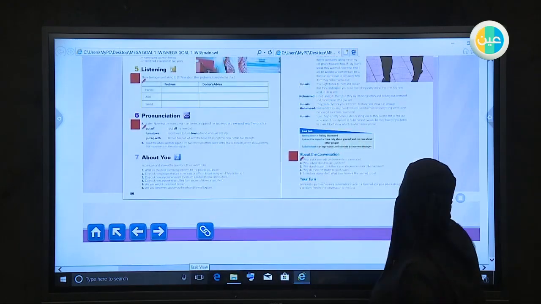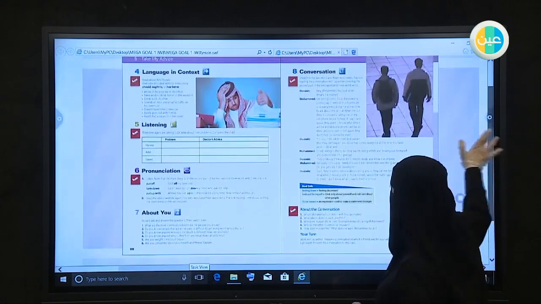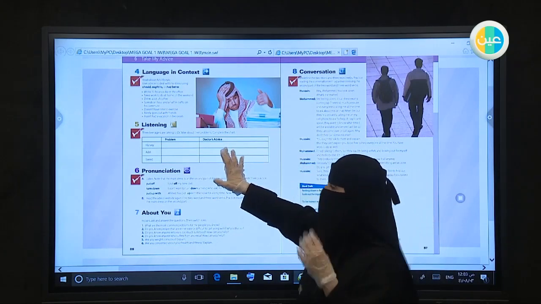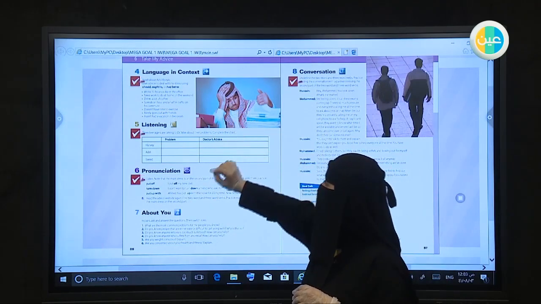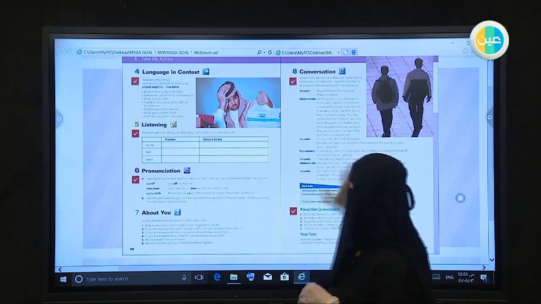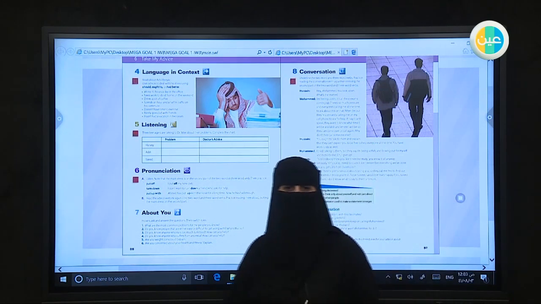So this is what we have in today's lesson. I will make a quick revision. Number one, language in context. Two, listening. Three, pronunciation. After that, we talked about a conversation.